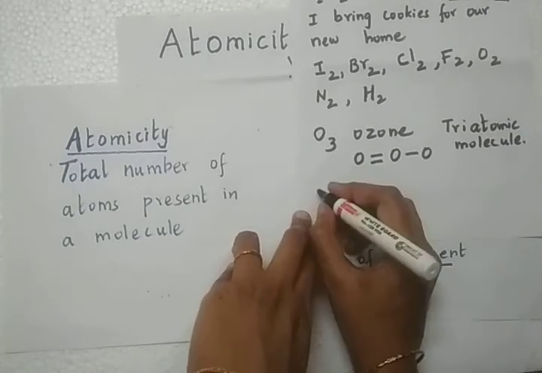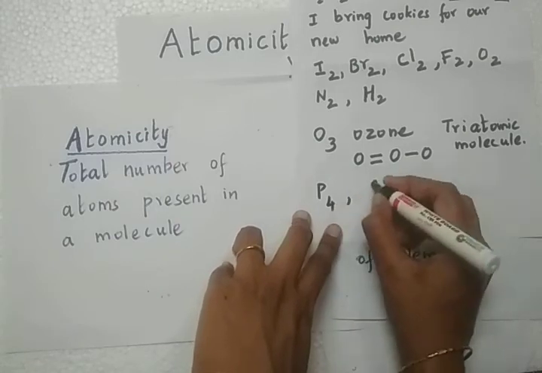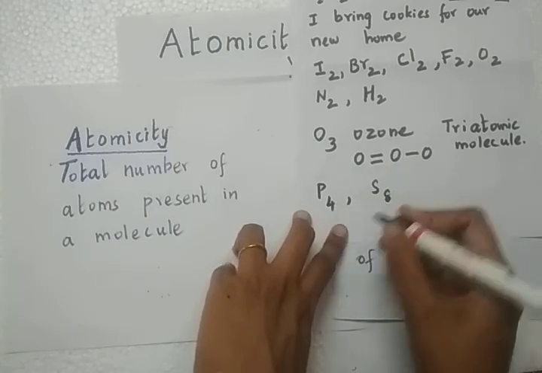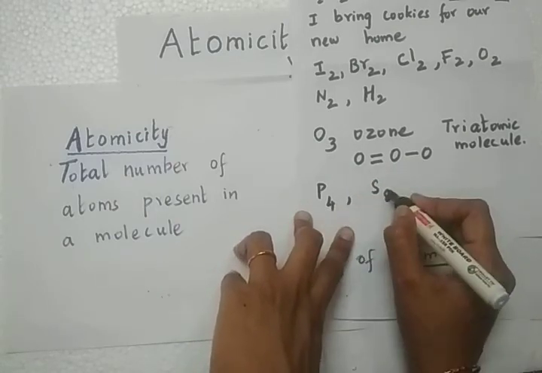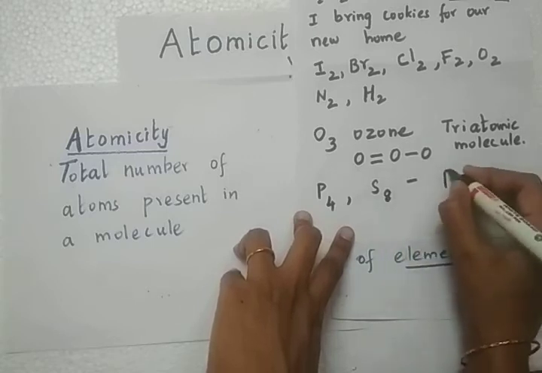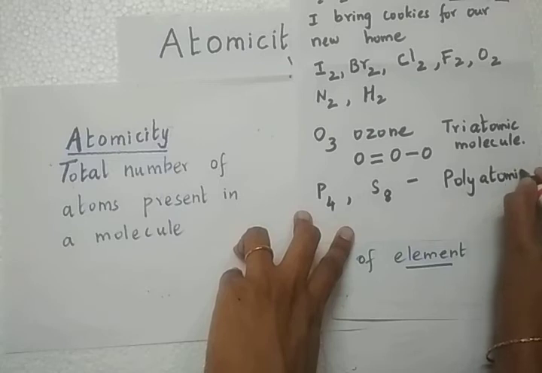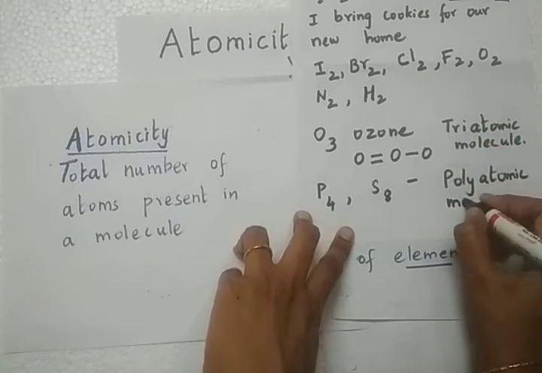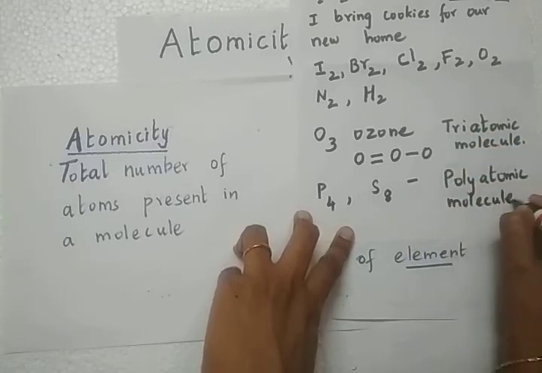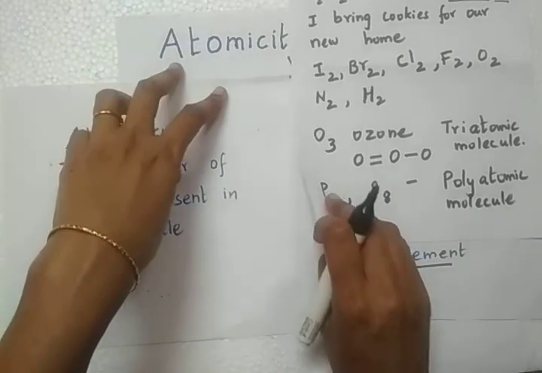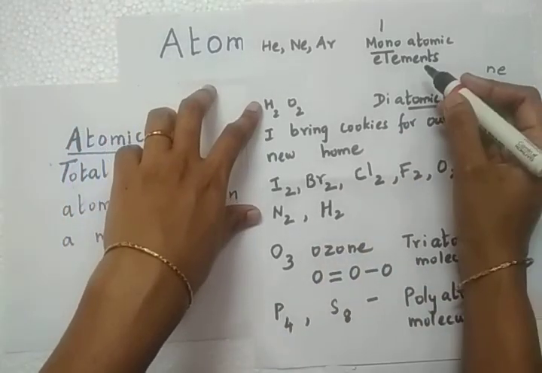And then P4 and S8 are the molecules of phosphorus and sulfur which have more than 3 atoms in their molecule. So they are called polyatomic molecules. Poly means many. Tri means 3, right? So this is how we classify the molecules based on the number of atoms present in them, that is atomicity.